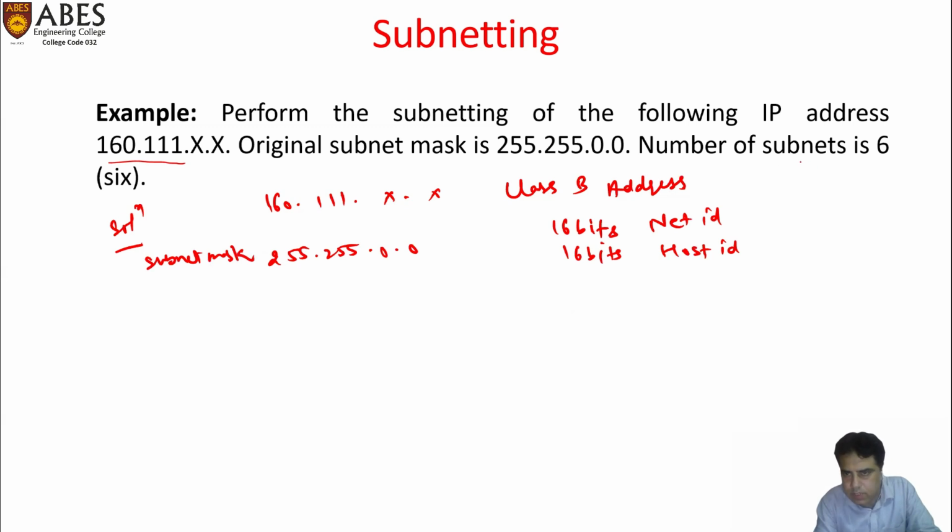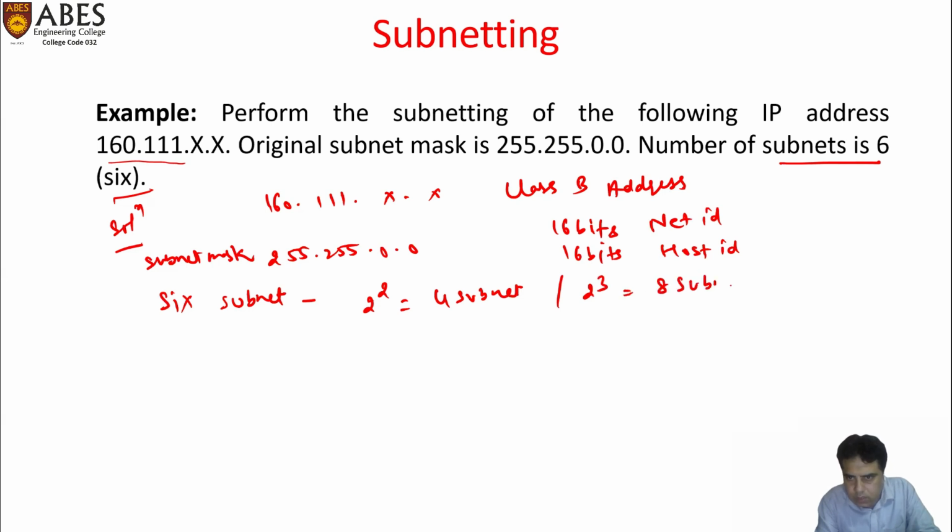Now the number of subnets we have to create is 6. For this, we use 2 raised to the power. 2 raised to the power 2 is 4 subnets, or 2 raised to the power 3 means 8 subnets. So we have to create the 6 subnets. So we use 3 most significant bits from the host.